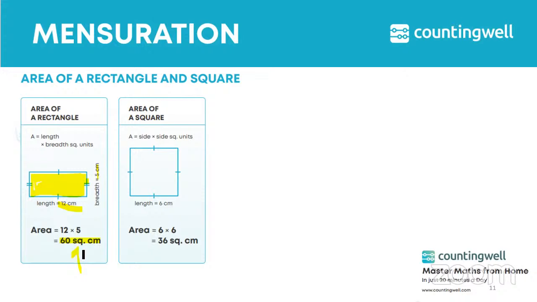The unit used for area or perimeter is very important. You cannot use here only centimeter or centimeter cube. You have to use centimeter square or square centimeter. Let us see what is area of square. Area of square is nothing but side into side. So here if you have length of each side of this square as 6 centimeter, its area is 6 into 6, 36 square centimeter.